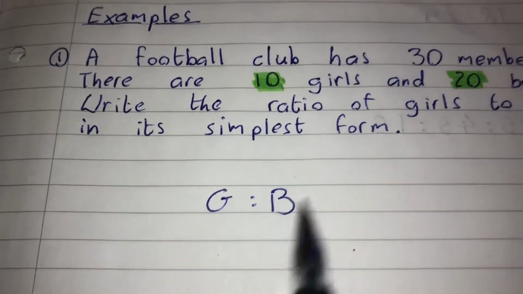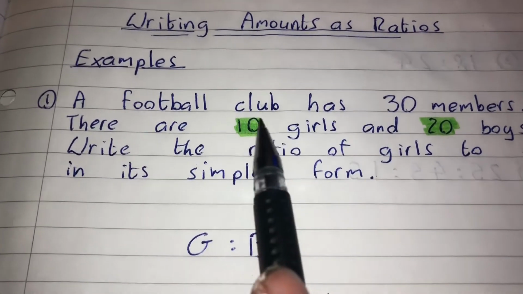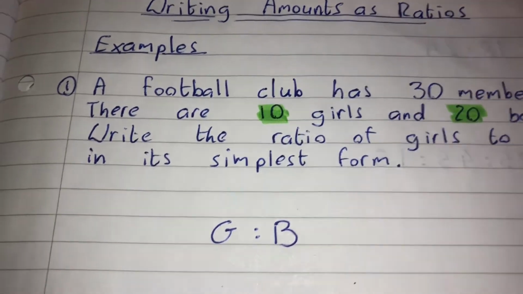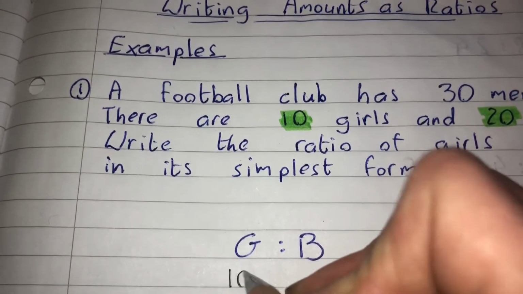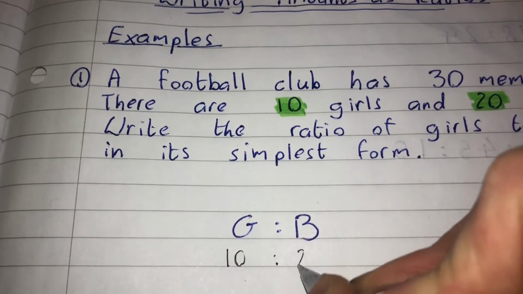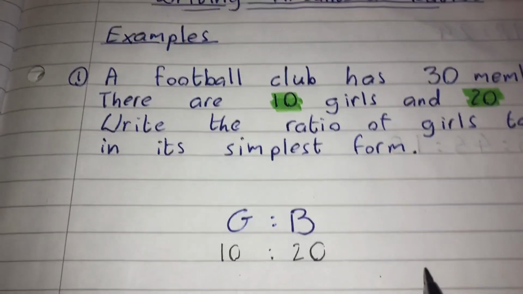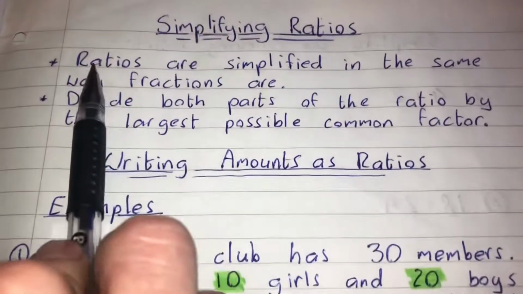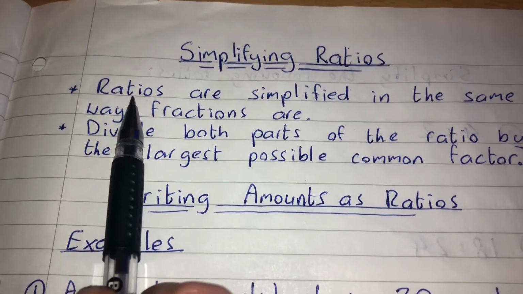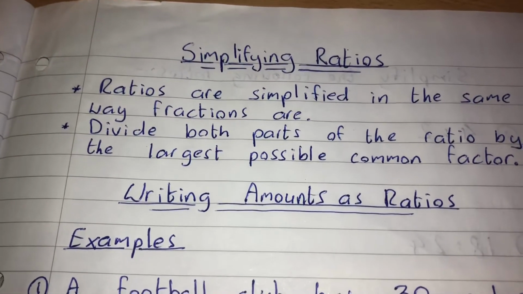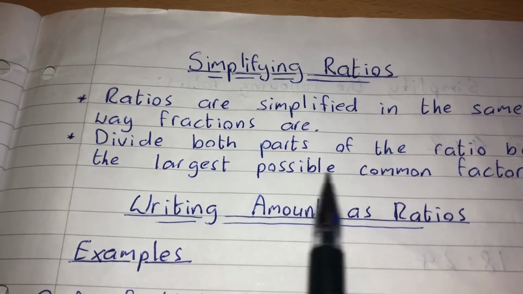So girls to boys, and we can just start off by writing the full amounts and then simplify it. So there's 10 girls and 20 boys. So girls to boys means there are 10 girls to 20 boys, okay? The question, however, has asked us to write this ratio in its simplest form. And the easiest way to think of it is that ratios are simplified in the same way that we would simplify fractions, in that we simply divide both parts of the ratio by the largest possible common factor.